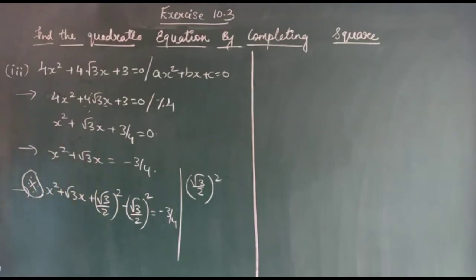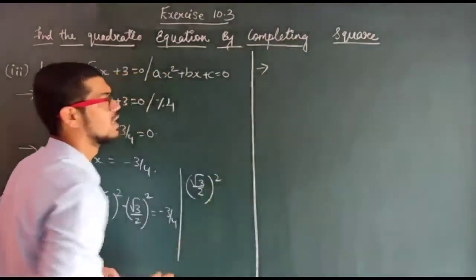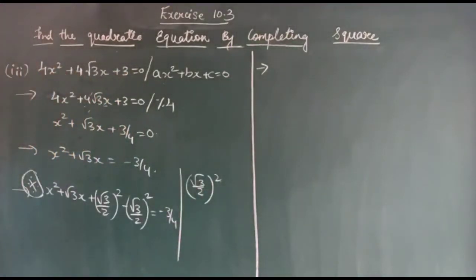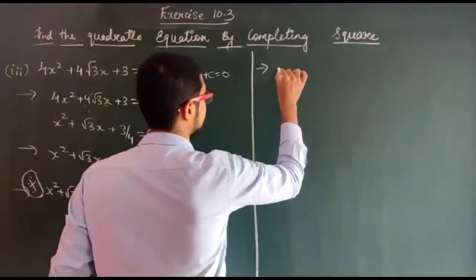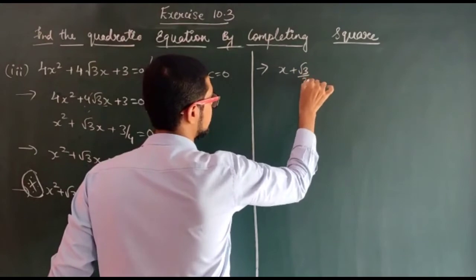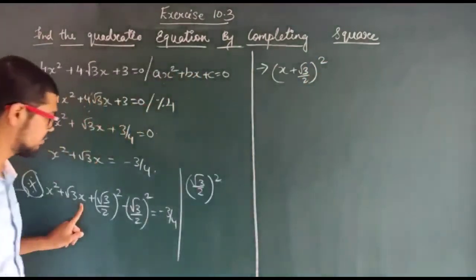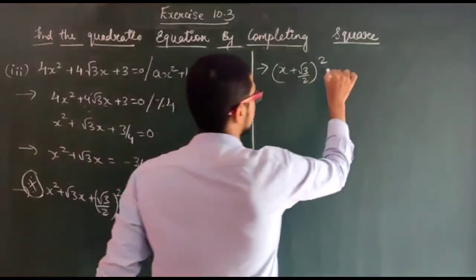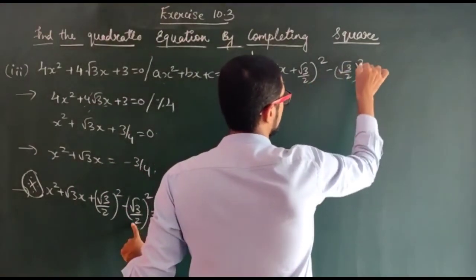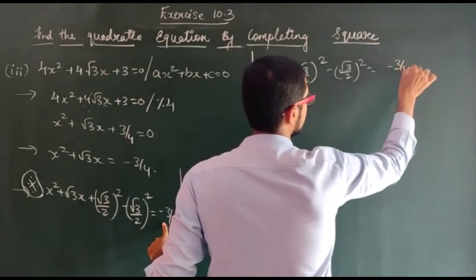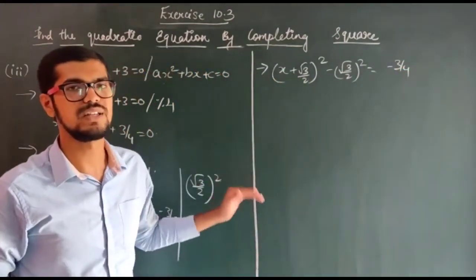After this, my next step is try reducing this in the form of a plus b whole square or a minus b whole square. Since I have a plus sign here, what is this? It is a plus b whole square, right? So what is a here? a is x, b is root 3 by 2, and 2 into a into b is this term. So I can write this as x plus root 3 by 2 whole square. I am left with this term, that is minus root 3 by 2 whole square is equal to minus 3 by 4. I hope you are clear till this step.